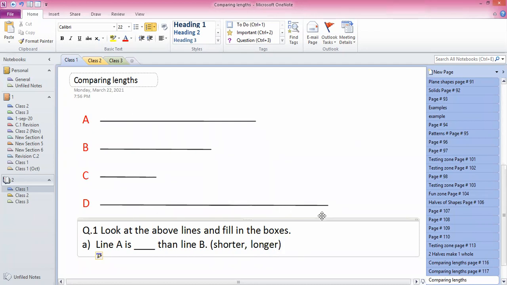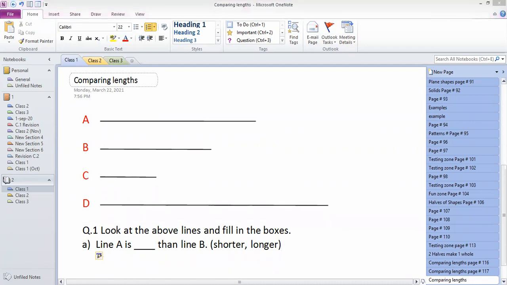Guys, you have to tell me the answer. This is line A and this is line B. You have to check the length and tell me: line A is dash than line B. Shorter or longer? Tell me your answers in the chat box, please.